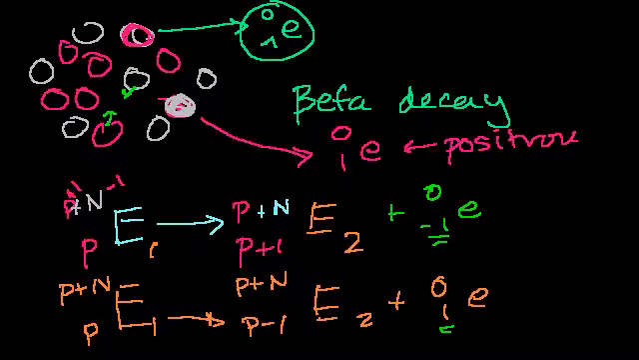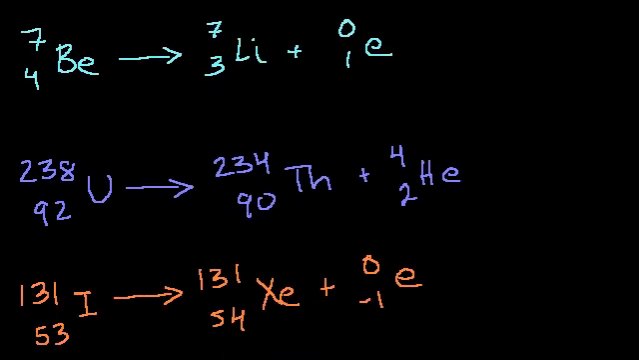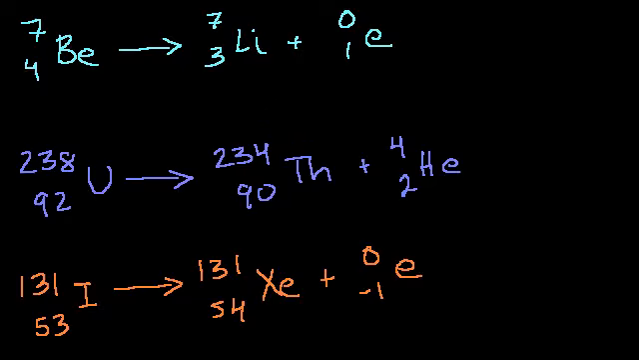So everything we did so far has been a little theoretical. Let's do some actual problems and figure out what type of decay we're dealing with. So here I have beryllium-7, where 7 is its atomic mass, and I have it being converted to lithium-7. So what's going on here? My nuclear mass is staying the same, but I'm going from 4 protons to 3 protons. So I'm reducing my number of protons.